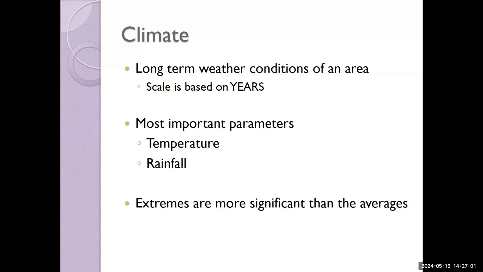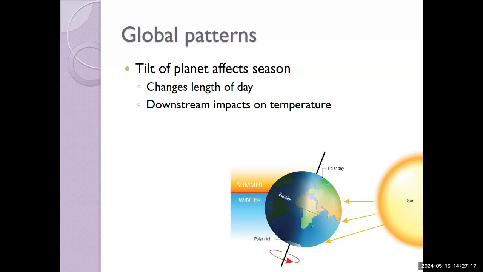In addition to climate, there are global patterns that shape biomes. For one, the tilt of the planet affects seasonality based upon the direction of sunlight hitting the planet. The axis of our planet results in differences in day length, which has downstream impacts on temperature. The longer the day, the more likely that environment is to warm throughout that time frame.